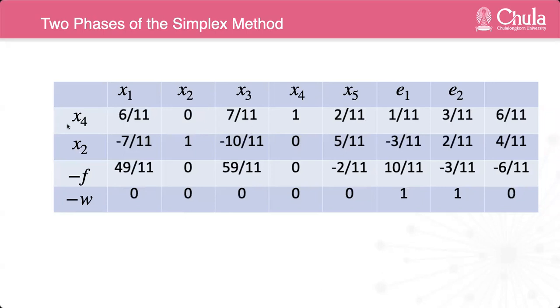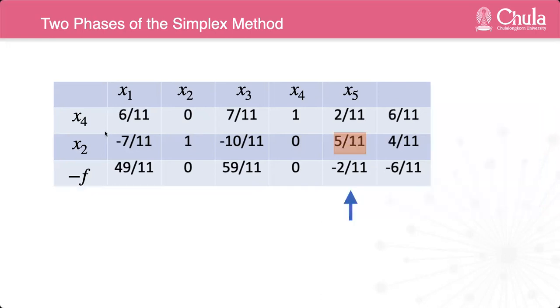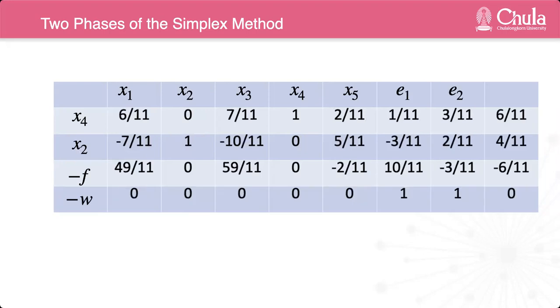We have x4 and x2 as basic variables, and the rest are non-basic variables. And you see that at this point, W becomes 0 already. That means E1 and E2 are 0. Now we have a basic feasible solution already because W is already 0. Then we can perform phase 2.